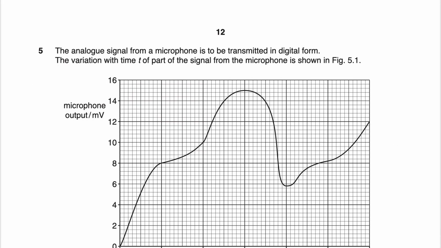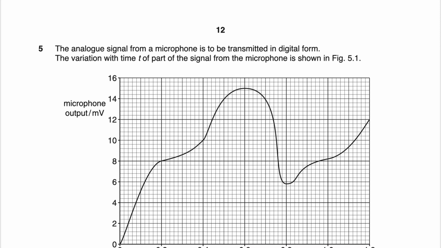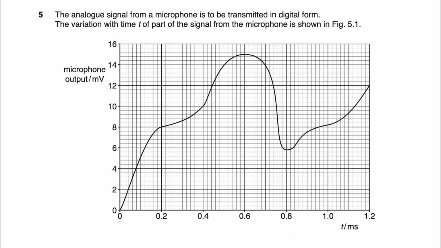Okay, let's go to the next question. The analog signal from a microphone is to be transmitted into digital form. What we are discussing here is an analog digital converter in figure 5.1. Let's see the figure 5.1. It's a nice signal. In the x-axis, time is given from 0 to 1.2 milliseconds, and in the y-axis we have microphone output in millivolt.